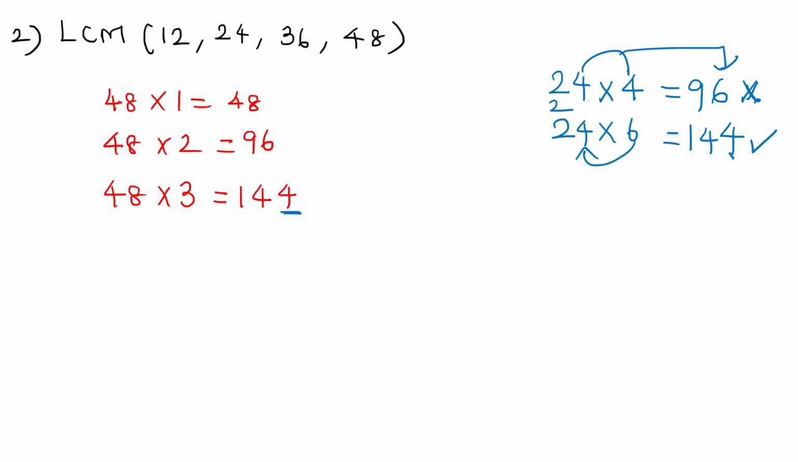Now my priority is to check in the 36 table. When I check in the 36 table, I must get 4 at the last. If I check 36 into 4, I get 4 at the last, then carrying over 12, I get 144. So 24 into 6 is 144, 36 into 4 is 144, and 12 12s are 144. Now I can come to the conclusion that the LCM of 12, 24, 36, 48 is 144. See how we got it in a very easy manner without doing any prime factorization.